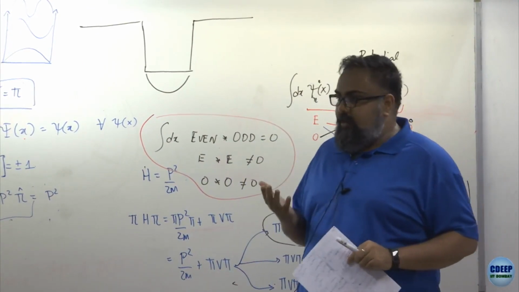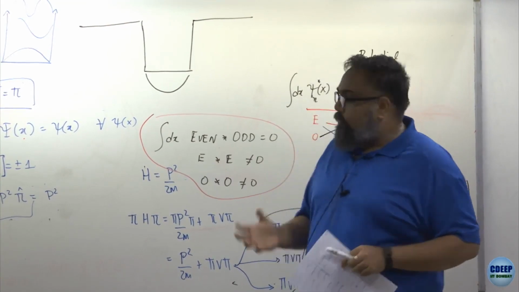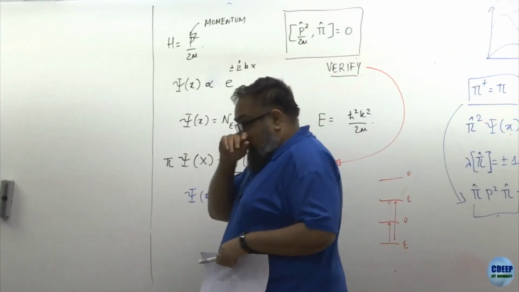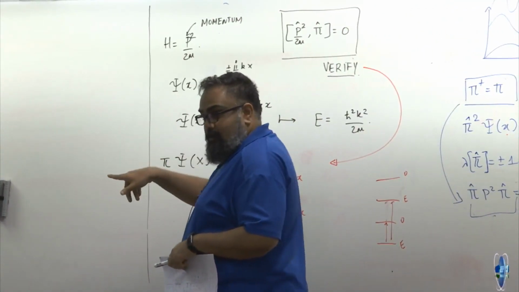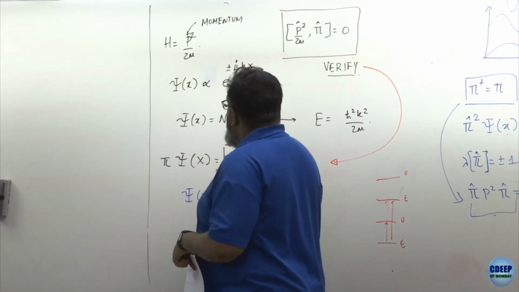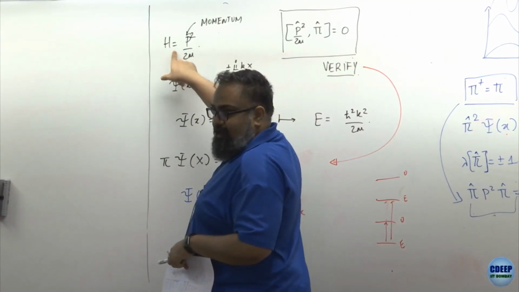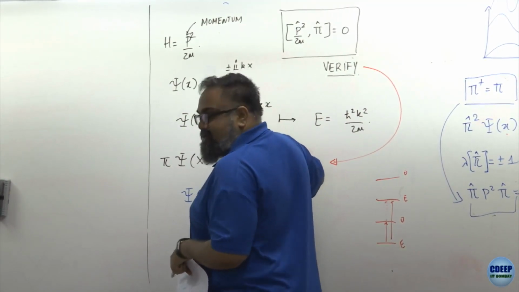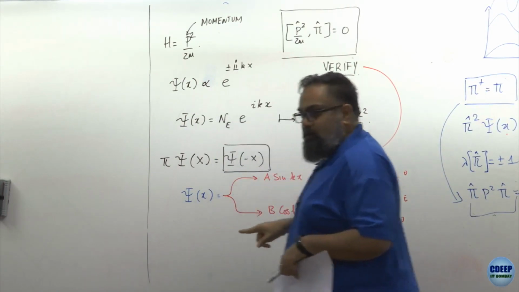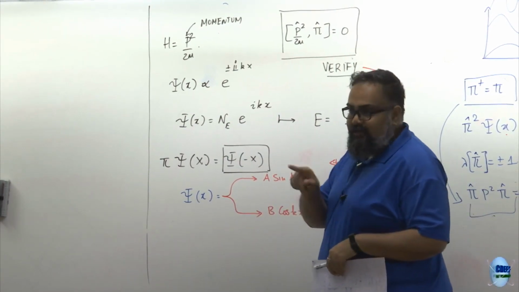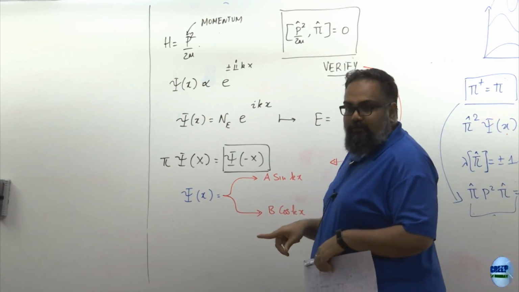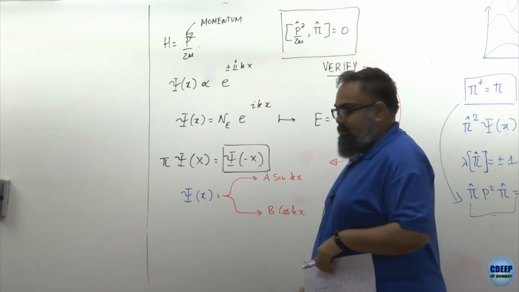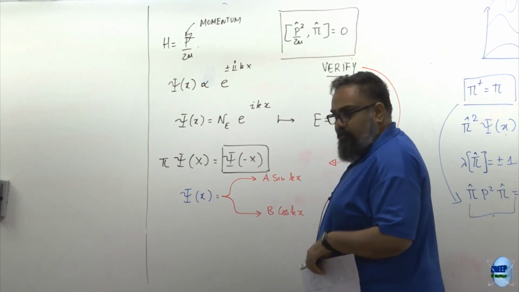What I'm saying is, combine this simple fact with what you have just learned. If you have a Hamiltonian that commutes with parity, then you can take the eigenstates of the Hamiltonian, which for instance are e to the plus minus ikx, and reclassify them as parity eigenstates. So the eigenstates are simultaneous eigenstates of parity and the Hamiltonian, which means they are either even functions or odd functions, because those are the two eigenvalues of the parity operator.